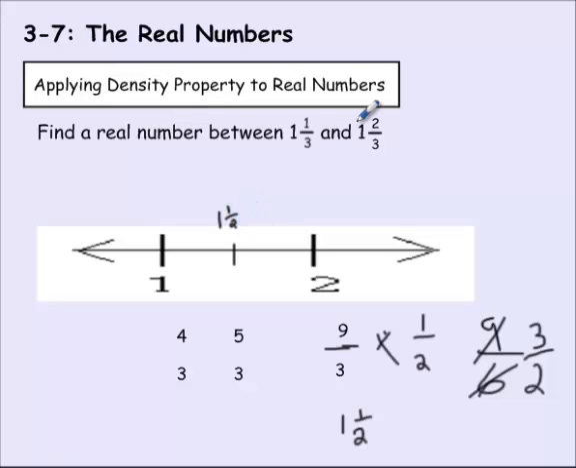So to recap that, we added these together, which gave us 9 over 3. Then we multiplied that times 1/2, or divided by 2, to get 3 over 2, which would be our answer.